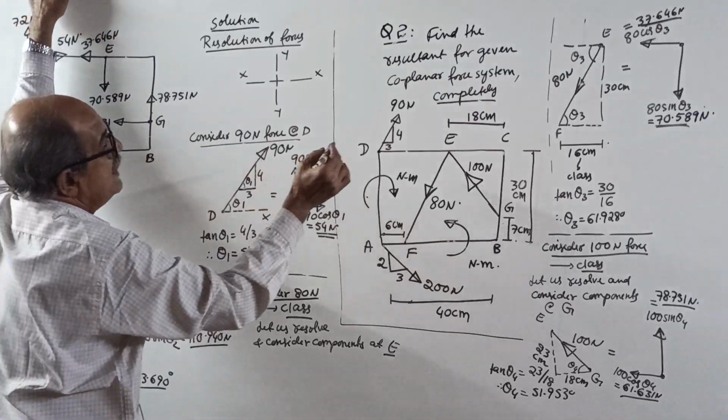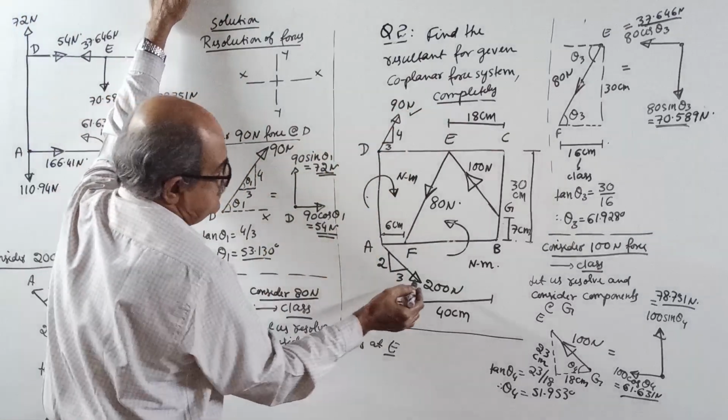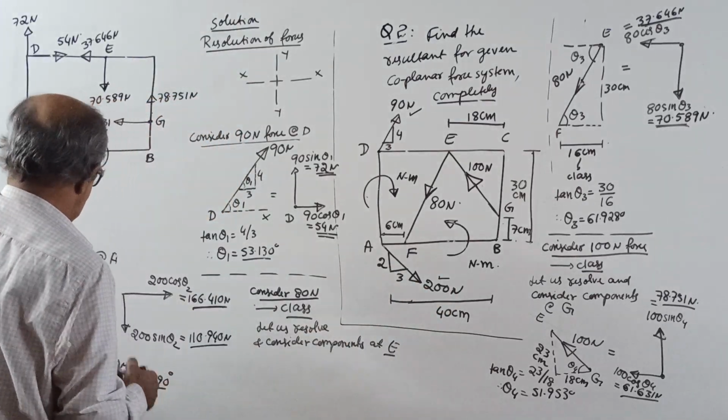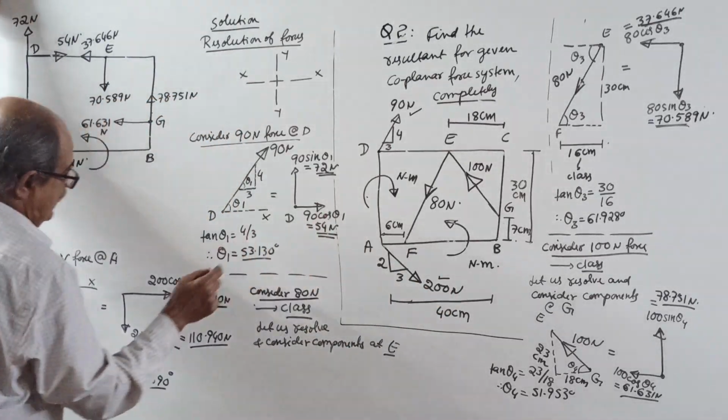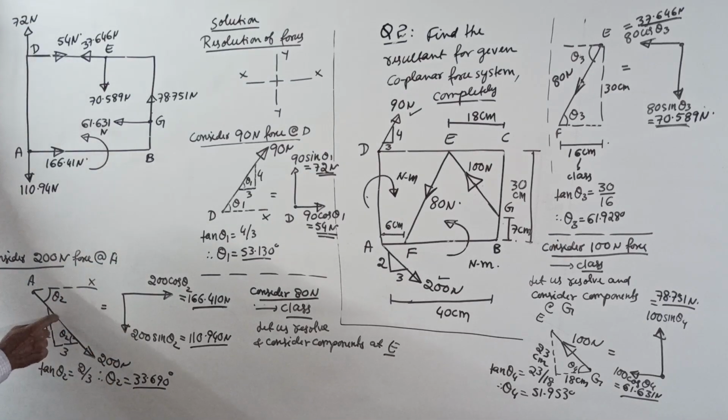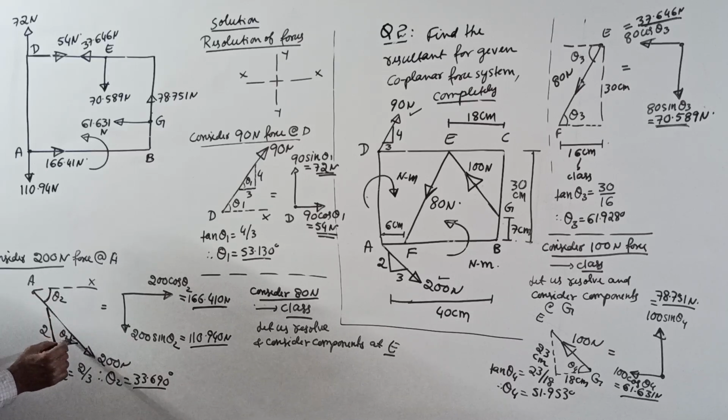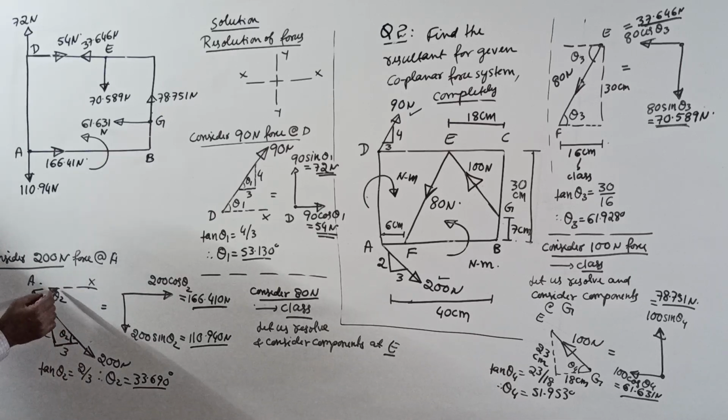Okay. Now the 90 Newton force is over. Consider the 200 Newton force here at A. Again the same, it is given this way. Let the angle be theta 2. Now, they told 3 horizontal to 2 vertical. So, if this is theta 2, this is also theta 2. Why? The angle made by the line with the xx, here also with the xx. Tan theta 2 equals 2 divided by 3. Theta 2 will come 33.690 degrees.